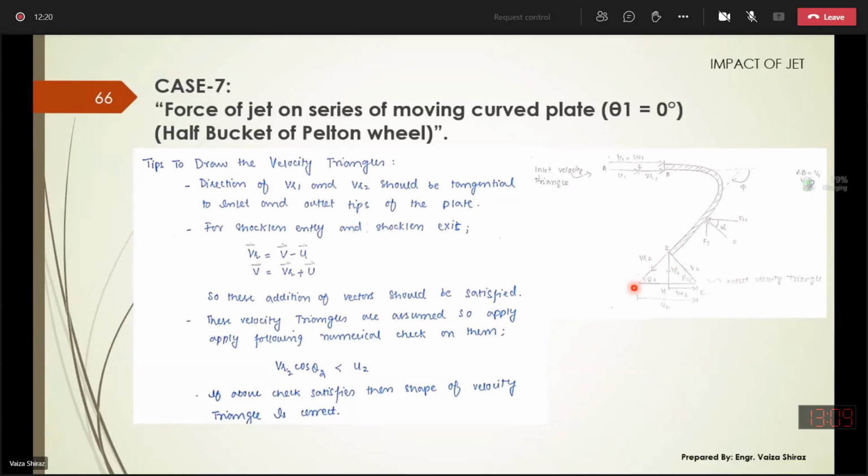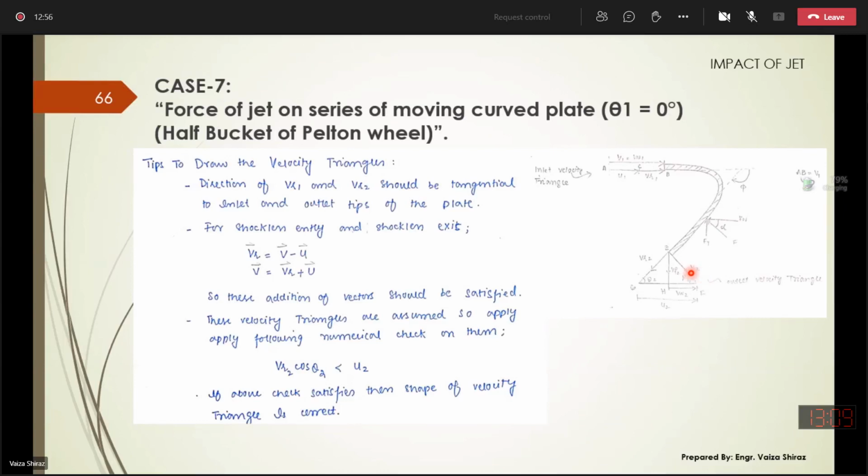What is your next step? Your next step is to draw U2. What is U2? That is the velocity of the plate at the outlet tip. It is again known to you. So from point G, draw a horizontal line GF which shows the magnitude U2. This is known to you; draw its value on scale in the form of this horizontal line GF, that is U2. Next step is to connect this point E with this point F. Then you will have a triangle. This EF is your vector V2. This is the absolute velocity at the outlet tip of the bucket.